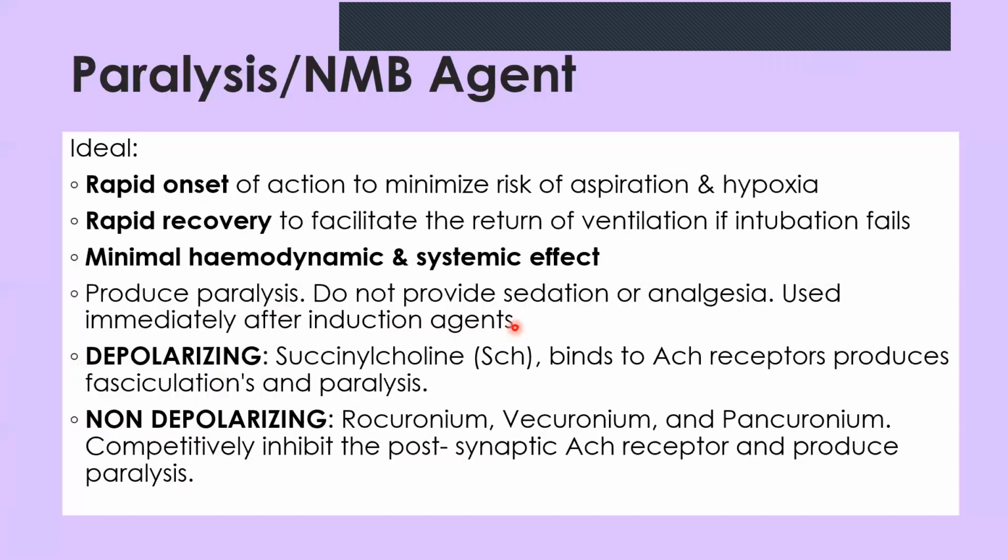So, paralysis and also neuromuscular blocking agents. The ideal paralytic agent should have rapid onset of action to minimize risk of aspiration and hypoxia, rapid recovery to facilitate a return of ventilation if intubation fails, and minimal hemodynamic and systemic effects. It produces paralysis, does not provide sedation or anesthesia, and is used immediately after the induction agent. It can be divided into two types of group, which are depolarizing and non-depolarizing agents.